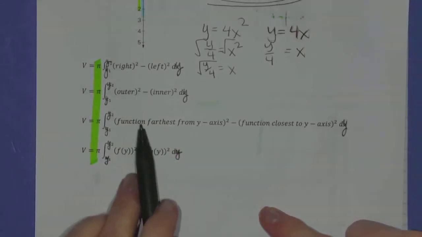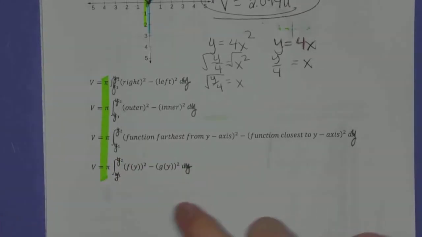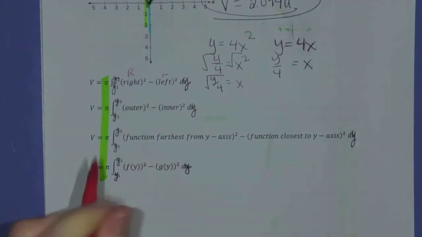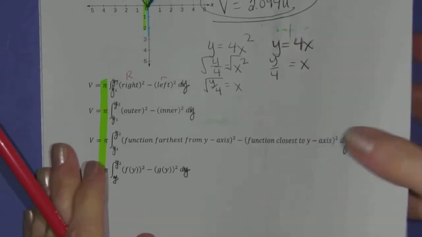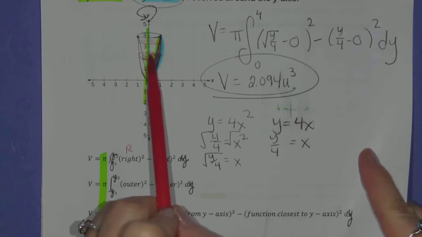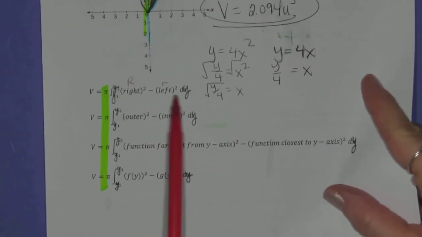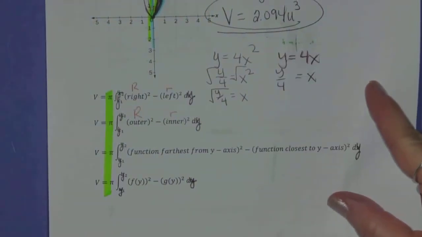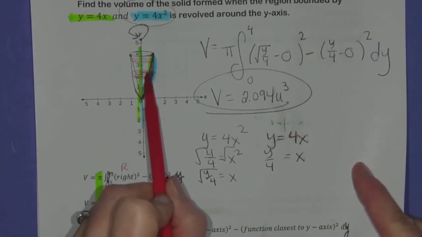Now, guess what, though? This part's right. I thought to change this part. So now, your big R and your little r. The big R you can think of as being the function on the right. If you look at your region here, the blue function was the right, and that was our big R, and the green was the left, little r, so right minus left. You could also think of this as outer minus inner. So from the y-axis, go to the outer minus the inner.